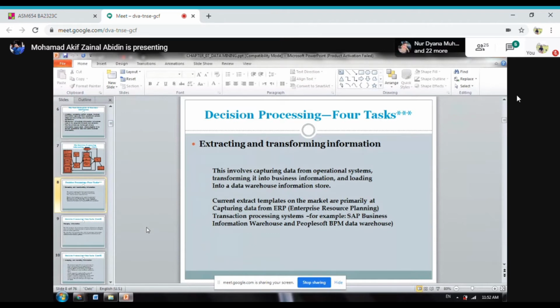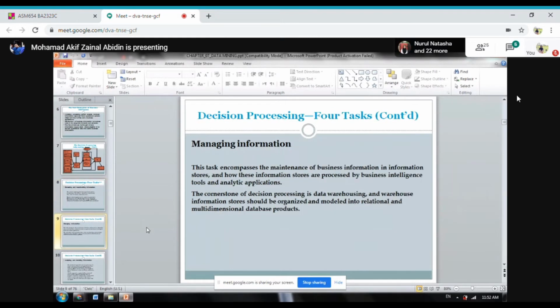Okay, when we discover where the data for the data warehouse comes from, it comes from the database. Okay, next, the second process. Okay, once we have done with extracting and transforming the data, it is for us to manage the information. Okay, how this information is stored and processed by business intelligence tools and analytic applications. Okay, the third task.